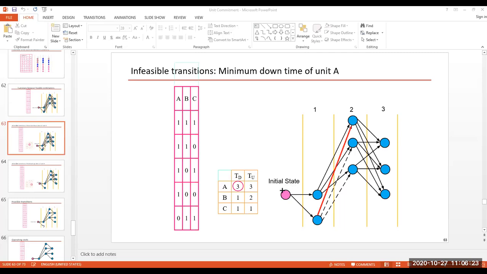Unit A has been off for 1 hour only, because in the previous hour unit A was on. Here unit A was off, but from here to here, only 1 hour has elapsed. So I cannot turn on unit A within 1 hour of downtime because it needs at least 3 hours of downtime. Clear? So this is not a feasible transition. What about the next one? What about this one?